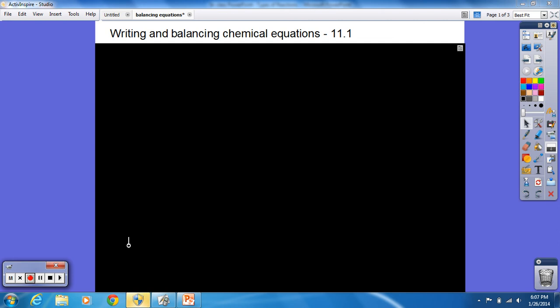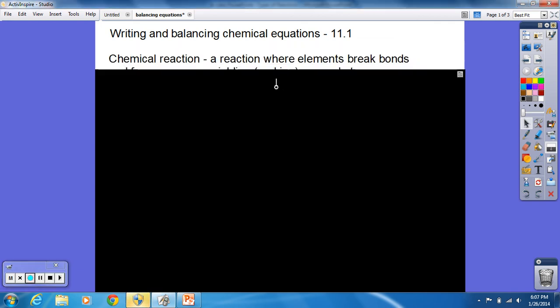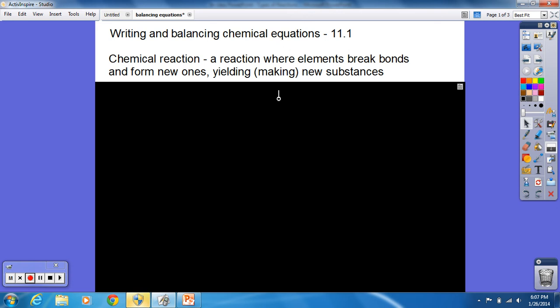These are notes on writing and balancing chemical equations, which is Chapter 11, Section 1 in your book. So just to recap, and we talked about this a little when we were talking about nuclear reactions, a chemical reaction is a reaction where elements break existing bonds and form new ones, yielding or making new substances. So it's basically a rearrangement of how the elements are bonded. So all of the elements that were there initially are still there, but they're rebonded to make new substances.